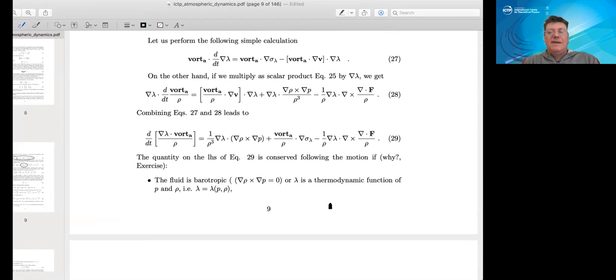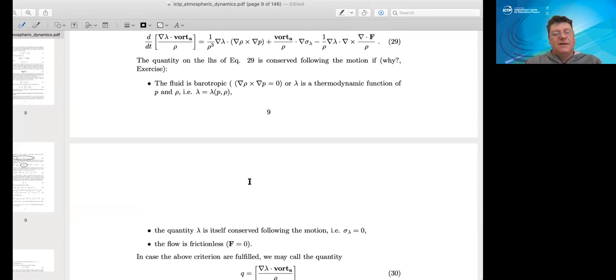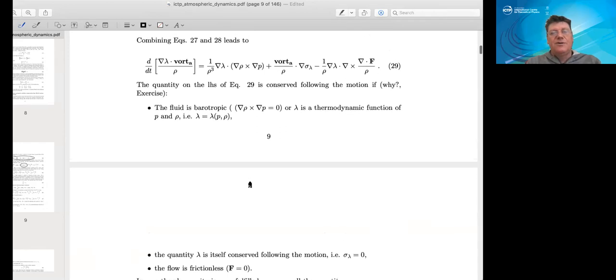Now we can immediately identify several conditions under which this quantity on the left-hand side is conserved. One is that we have a barotropic fluid. That means that the lines of constant pressure and lines of constant density do not intersect. But that is a very special condition, which we had before, but not necessary. Because it's enough already to make this sinusoidal term vanish.